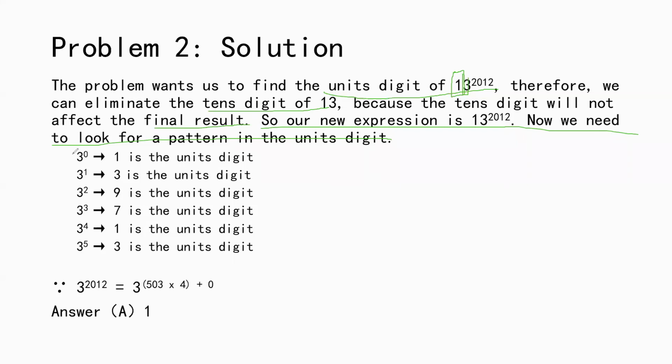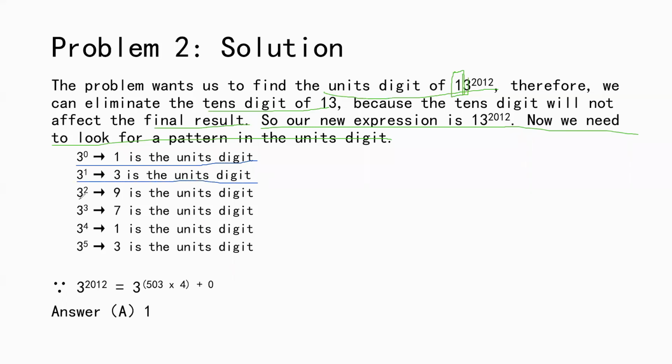As we know, we can ignore the tens digit, and by looking at it, we can see 3 to the power of 0 is 1. Well, to be clear, the unit digit of 3 to the power of 0 is 1. The unit digit for 3 to the power of 1 is 3, and so forth.